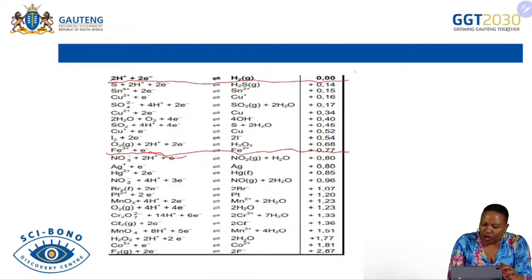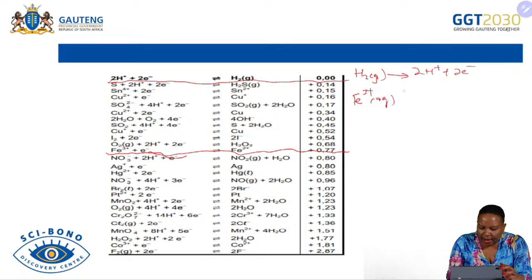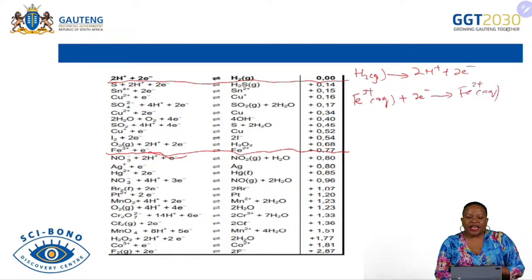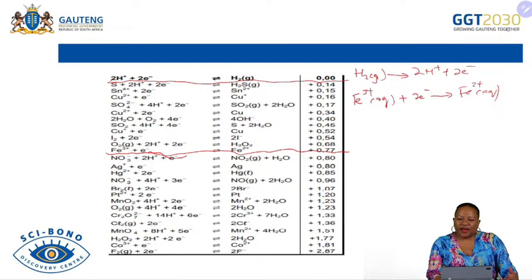And already we know that the oxidation is going to be H2 gas. In this case, we are provided a gas giving us 2H plus and 2 electrons. This is our oxidation. And reduction, we write it as it appears: Fe3 plus aqueous, plus an electron, giving us Fe2 plus aqueous. So that is the first thing that you know about the two half cells.